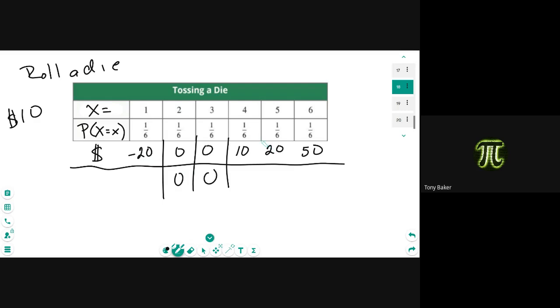All right. So what's 1/6 times -20? These two are easy. Those are 0. Okay. And then that would be positive 3.33. 10 times 1/6? It's 1.67. And 5 times 1/6. Or 50 times 1/6. What is it? All right, 8.33. All right, let's add these all up. What do I get?